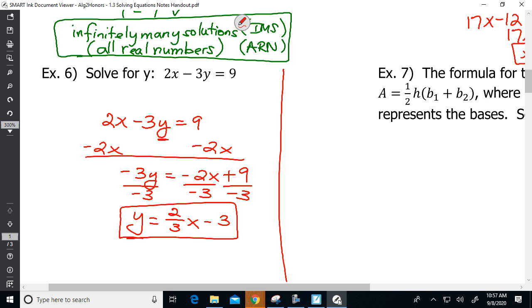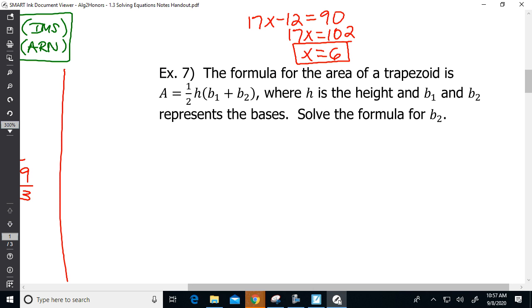Alright, seeing none, hearing none. Let's do example 7 before we take a quick 90-second break. The formula for the area of a trapezoid is that. h is the height, b1 and b2 represent the bases. Solve the formula for b2. So we have the area formula. We need b2 by itself. So b2 is the variable, everything else is a number. For all intents and purposes, it's a number.